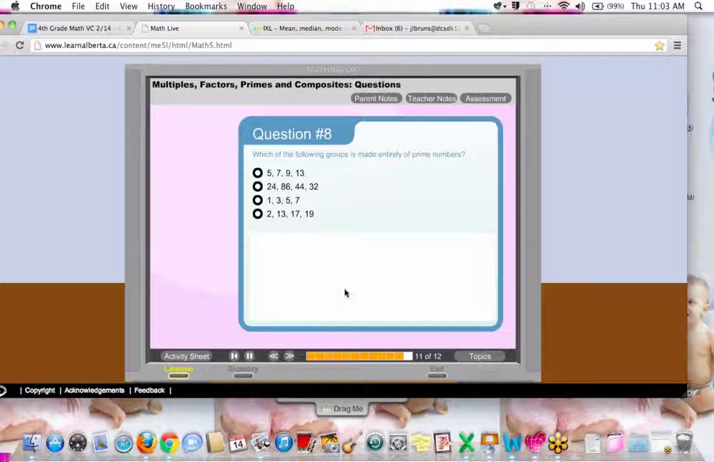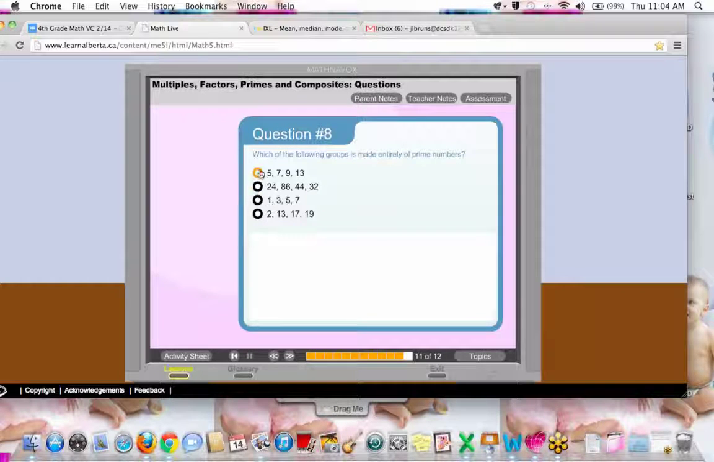Which of the following groups is made entirely of prime numbers? Click on the circle next to your choice of answer. Okay, prime numbers only have the number 1 and itself as factors. I'm getting a couple different answers. Jaden, explain your thinking. It's a prime number because mom taught me that prime numbers are always odd sometimes. Sometimes odd. A lot of times they are odd.